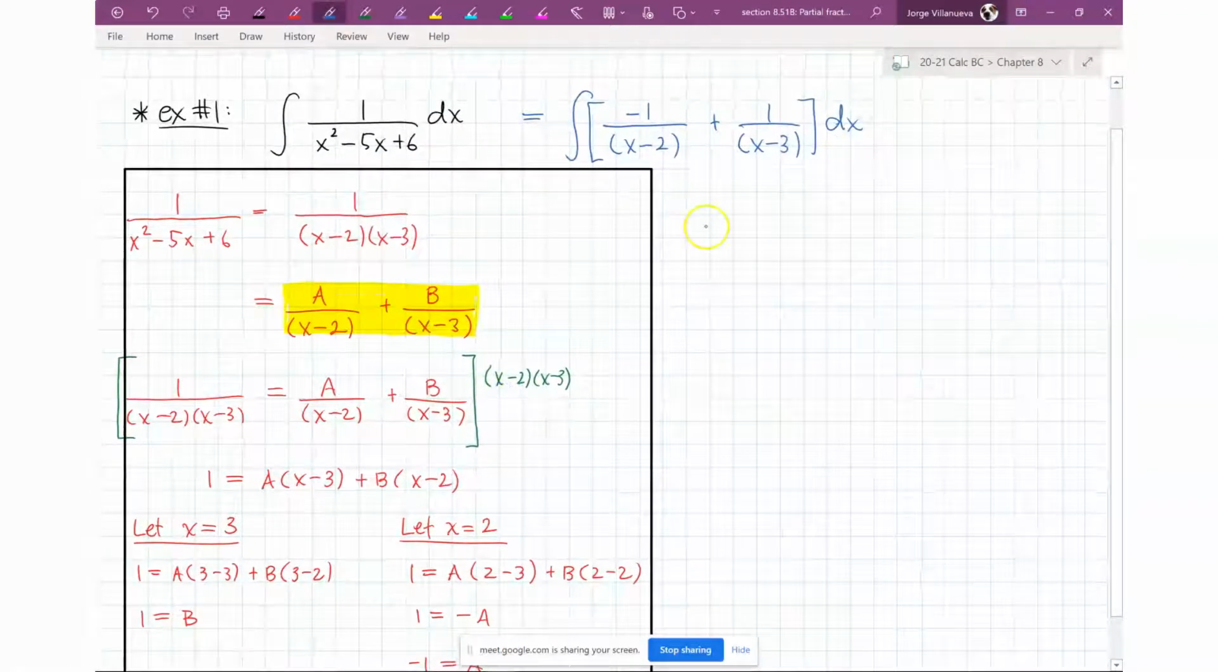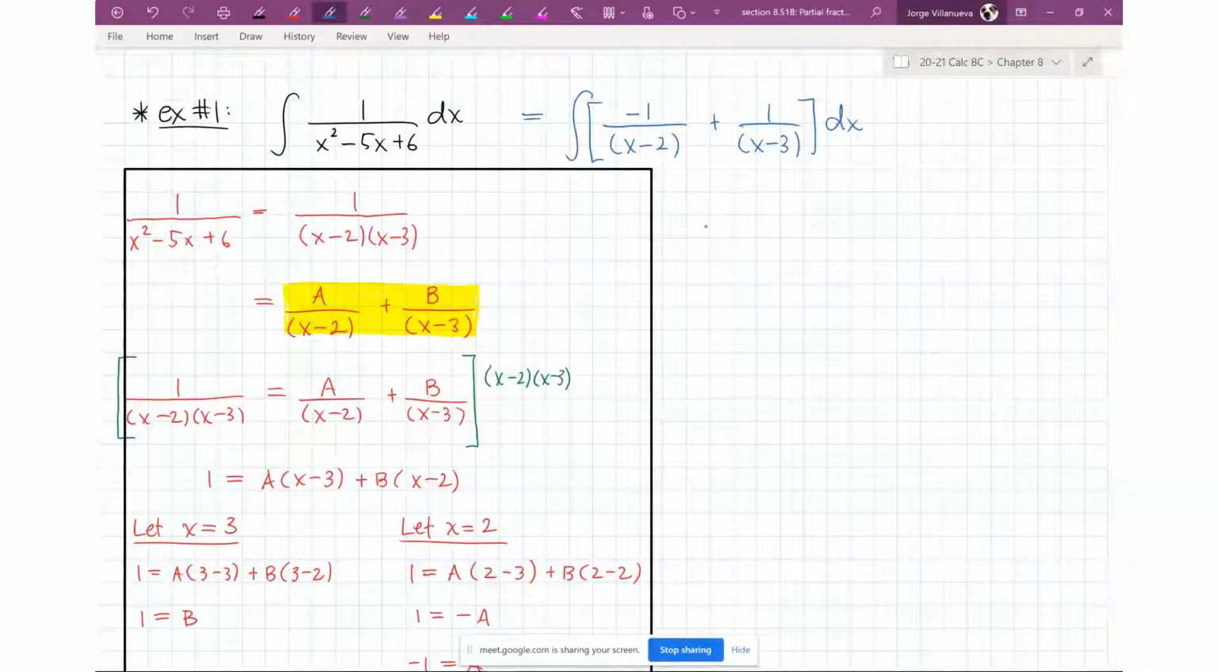Okay, now that's 2 u substitutions. Now I can do that in my head because I'm so used to doing these, but you may not be. So let me show you what it's going to look like. You might want to break them apart. So minus integral of 1 over x minus 2 dx plus integral of 1 over x minus 3 dx.